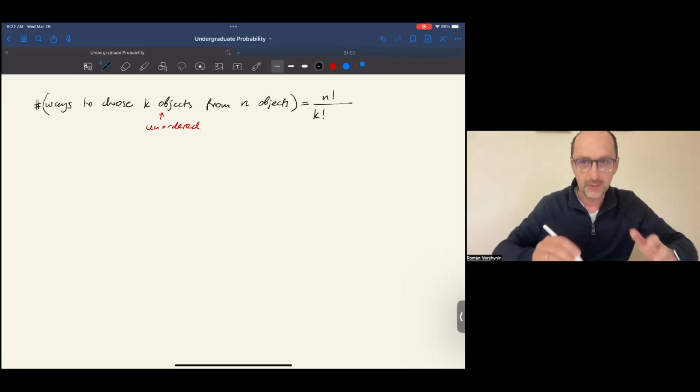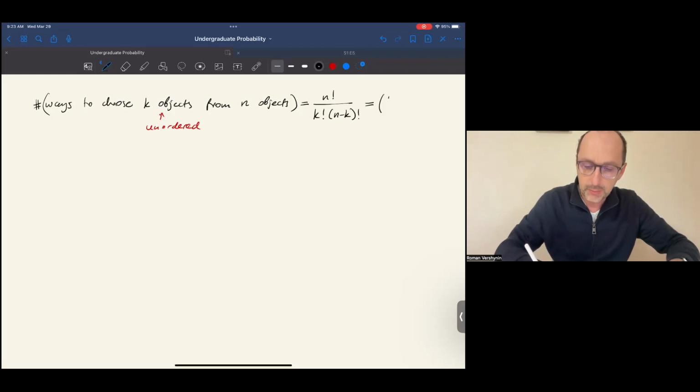The number of all possible invitation lists is n factorial divided by k factorial, and further divided by n minus k factorial. This is an important notion that comes about in many areas of mathematics, and it is called the binomial coefficient, denoted n choose k.